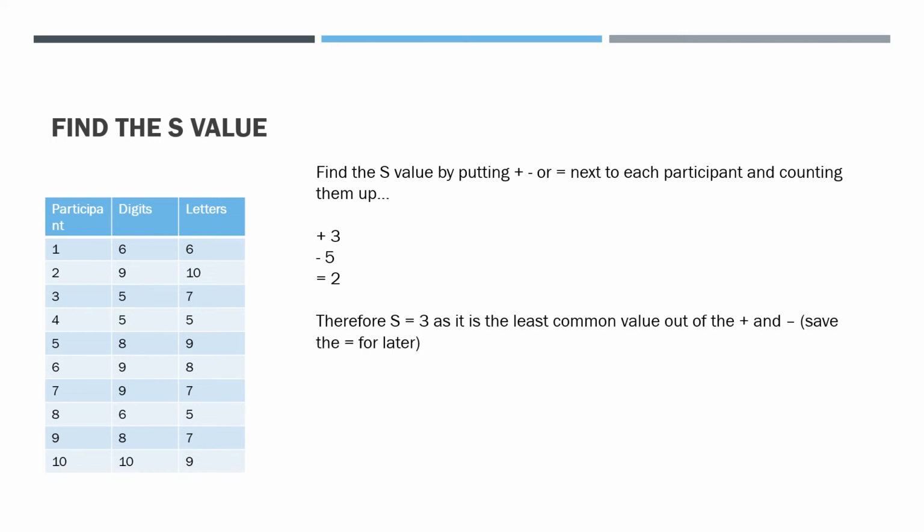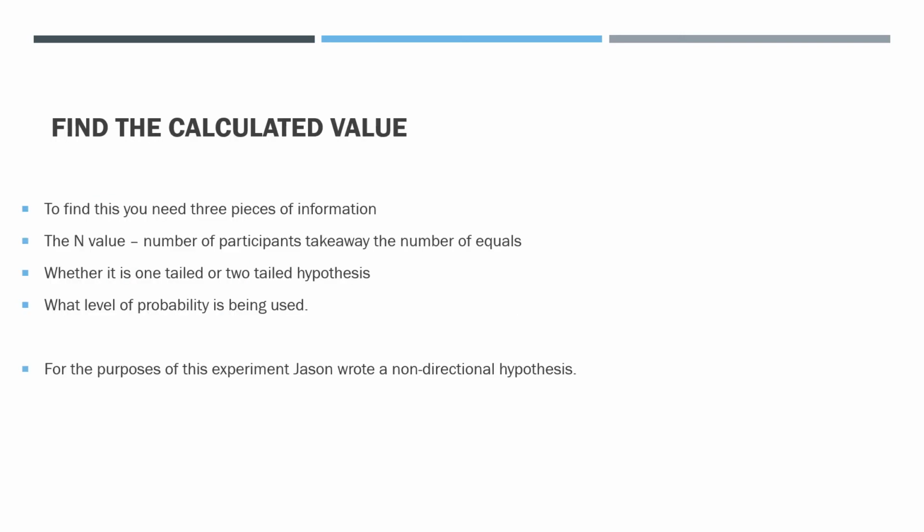So our S is 3, as it's the smallest of the pluses and minuses. You need to save your equals, so that 2, you need to remember it because we need to use that in a second. So for now, calculated value of S is 3.